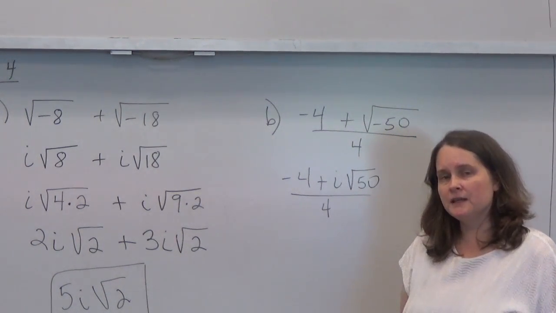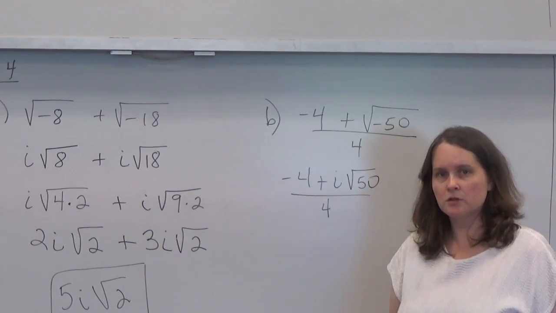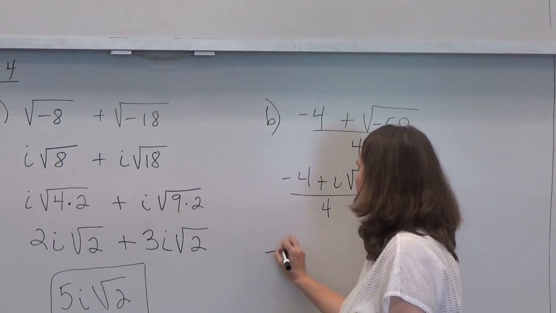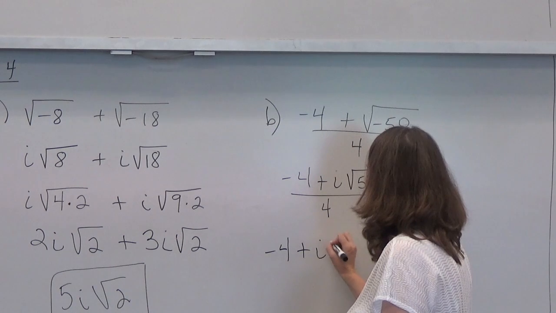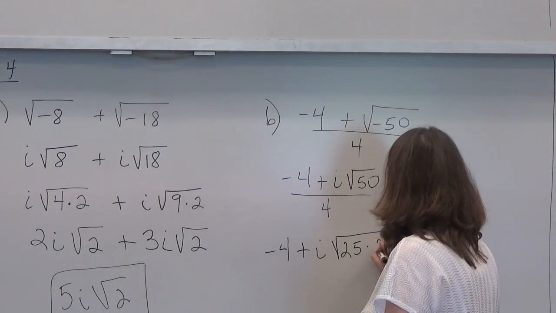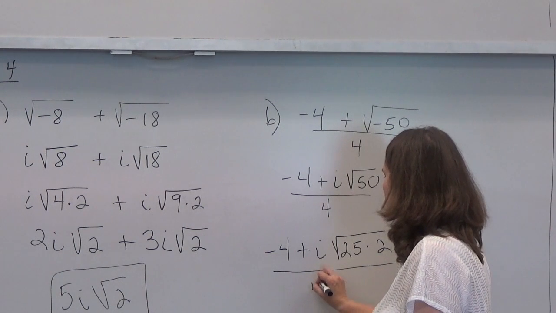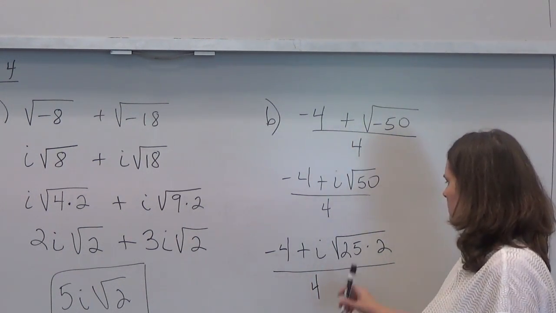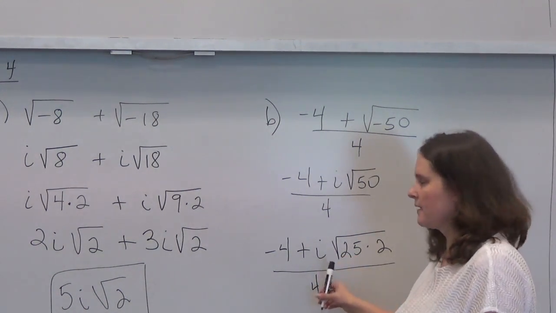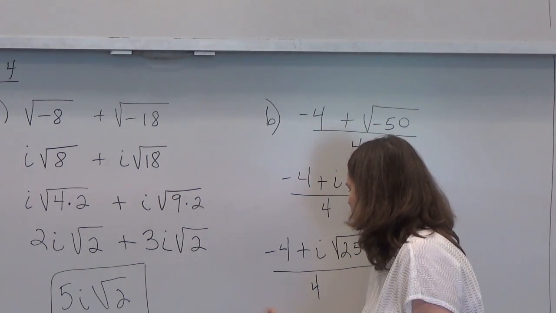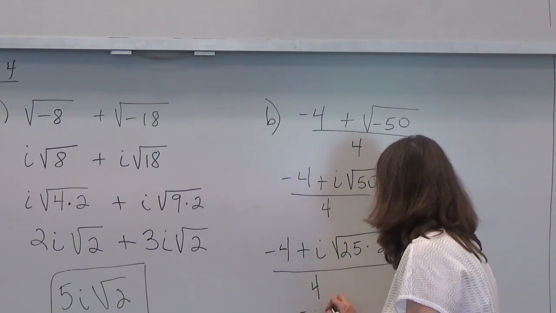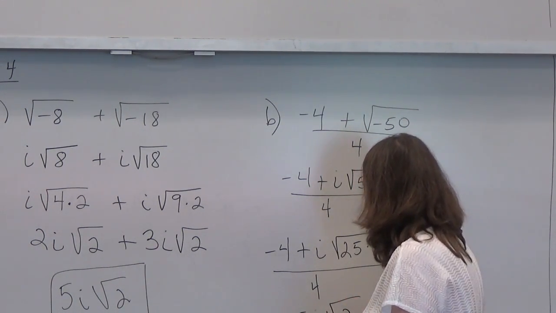I know that 50 is the same thing as 25 times 2, and I know that 25 is a perfect square. So I've got negative 4 plus i square root 25 times 2 over 4. So the square root of 25 is going to give me 5, so I can bring 5 out of the radical. So I've got negative 4 plus 5 times i times the square root of 2, all over 4.